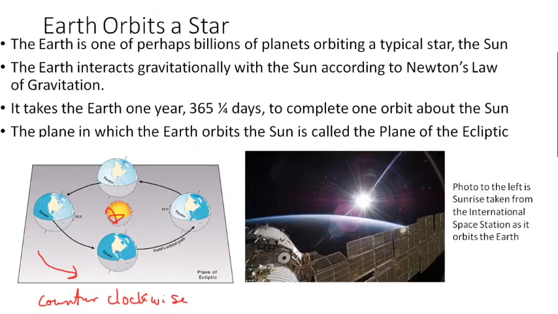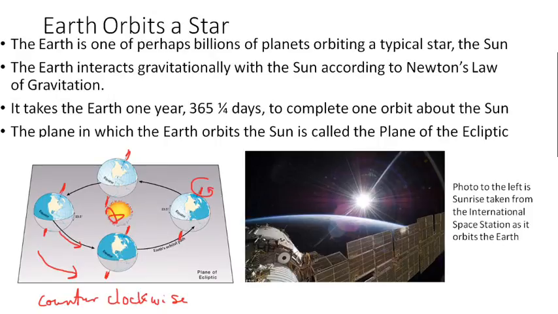You can kind of see these axes of rotation for the Earth. Now you see how the axes of rotation are kind of all pointed in the same direction. We'll talk about that in a minute. But the Earth orbits the Sun and it spins on its axis. It spins on its axis counterclockwise too.